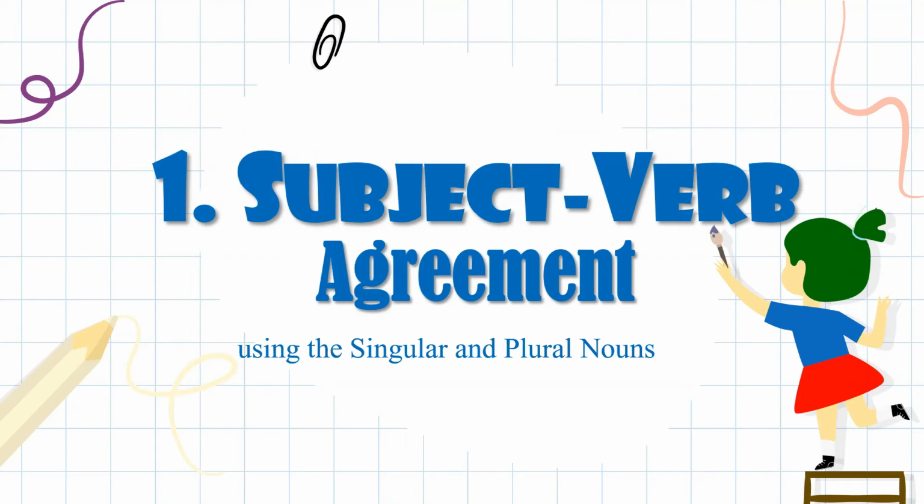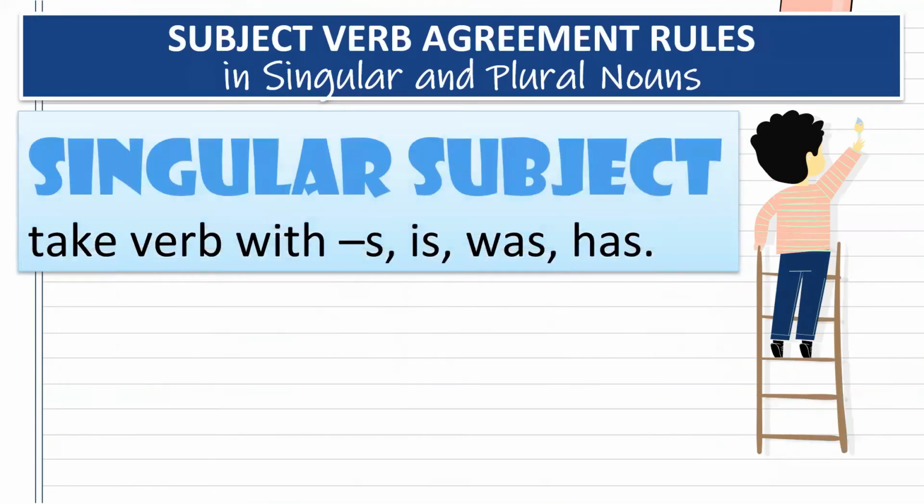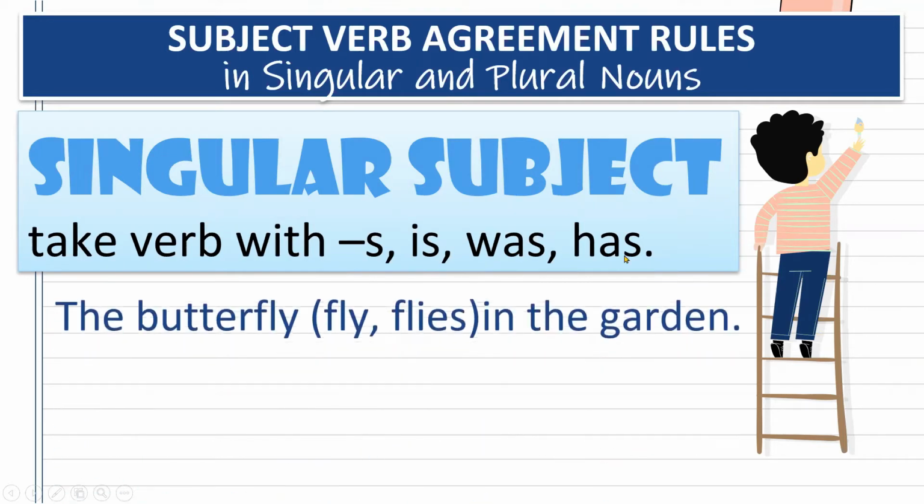How do we use it in a sentence? Number 1, if your subject is singular, you must take your verb with S, or you must use is, was, or has. Example, the butterfly flies in the garden. Since our subject is butterfly and it is singular, take the verb with S. So the answer should be flies.